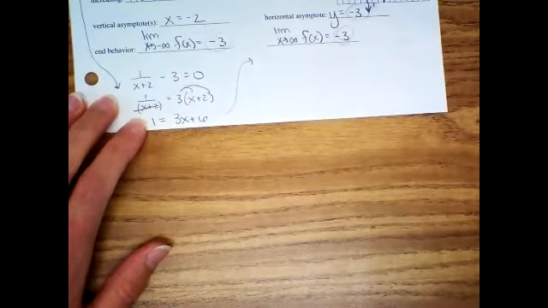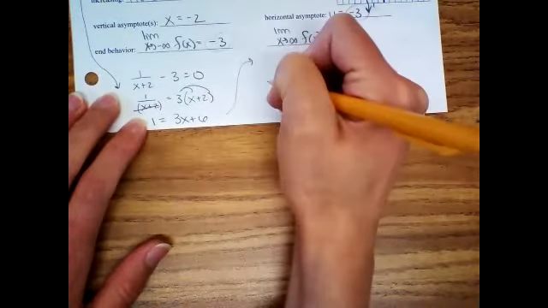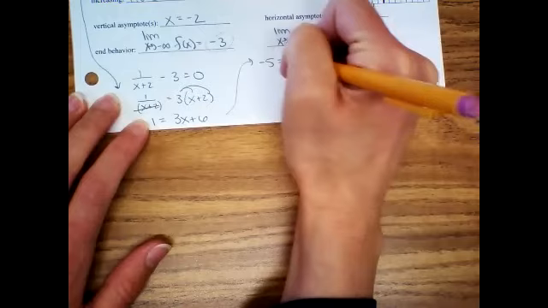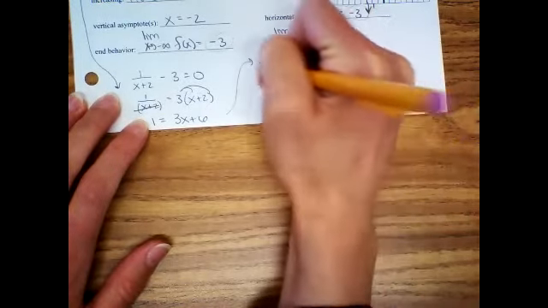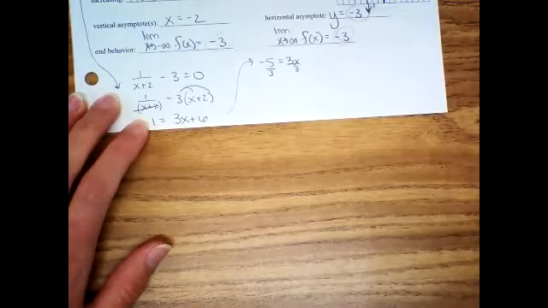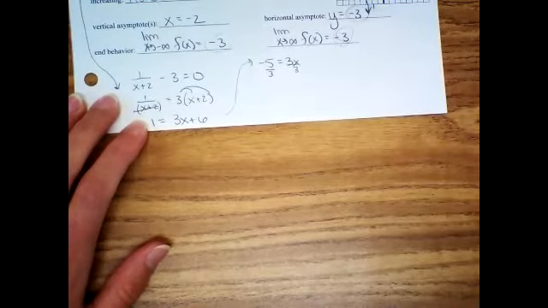Now it's kind of like an algebra 1 problem. We'll subtract the 6. 1 minus 6 would give you negative 5. And then divide by 3. That wasn't so bad, but you have to actually write it down.